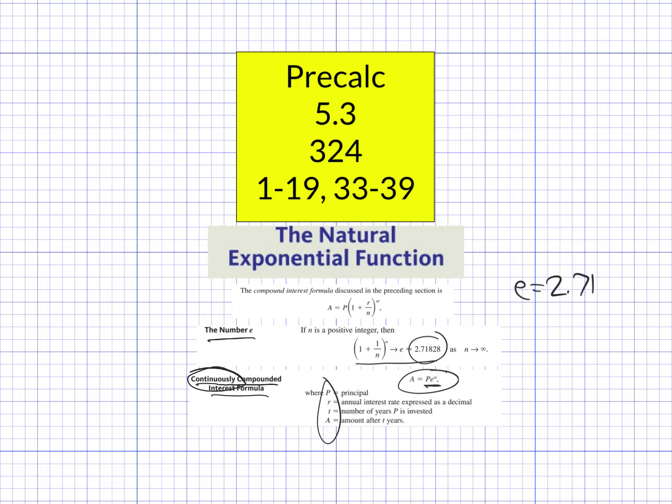Okay. So, and then we have the compounding interest formula, where r is your rate and the t is the number of years, and n is how many times a year you're doing it. Okay, so let's get going on this.